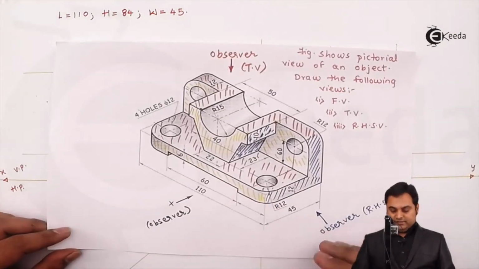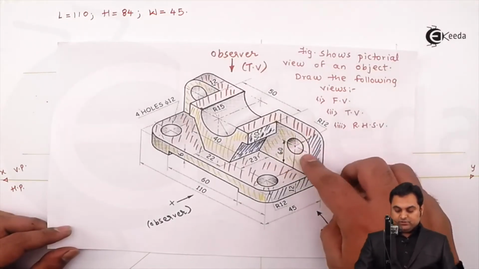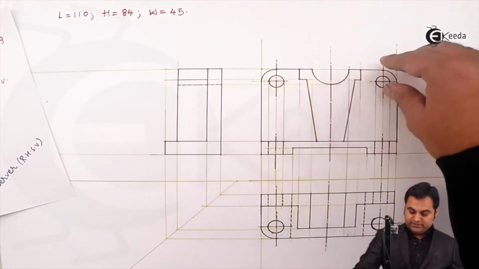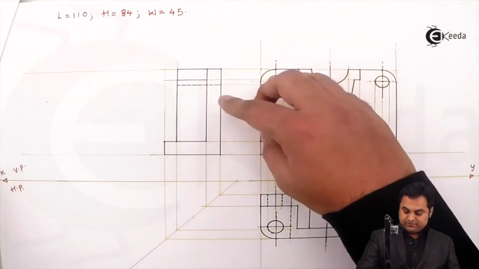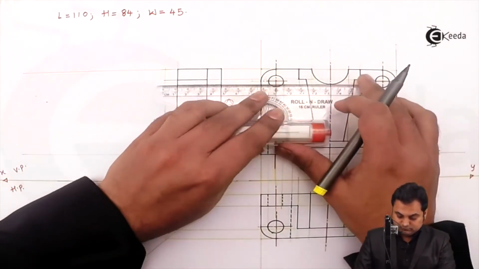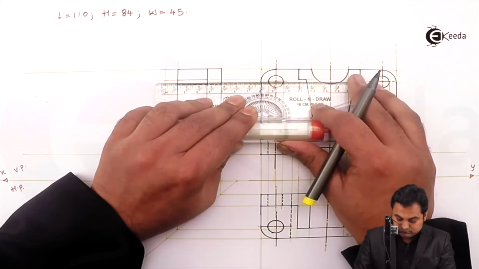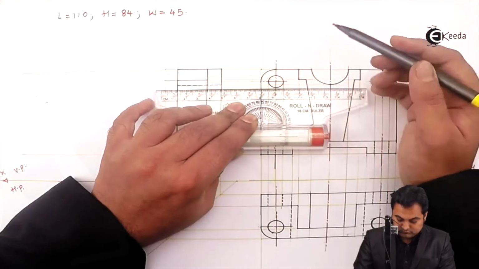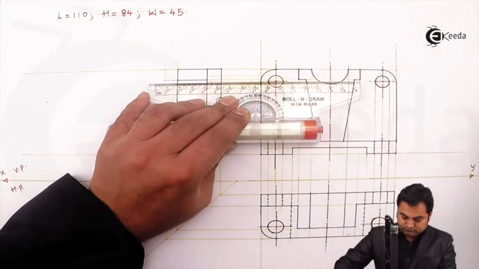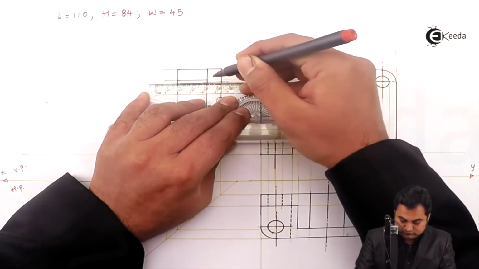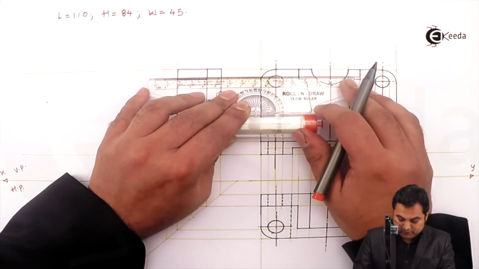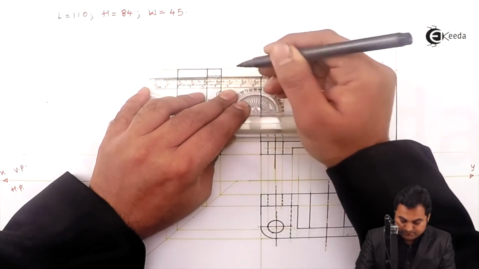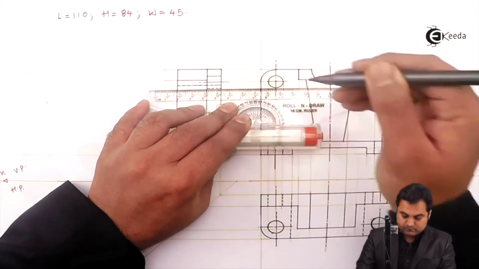Then also from the side, the circle in the vertical plate is not visible, so it will be hidden. It means this is the vertical plate, and here are the circles, they are coinciding. I'll project them as hidden in this vertical plate. Here is the center line, and here I am drawing that dotted circle.